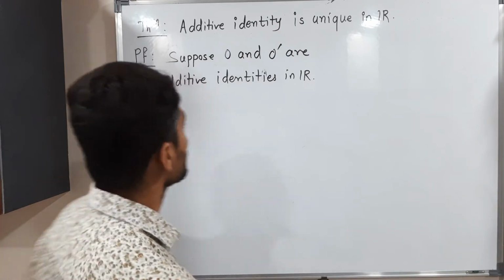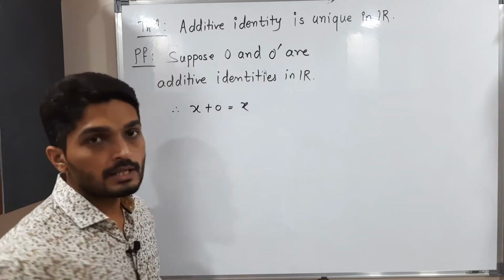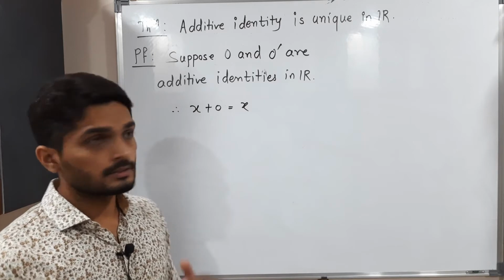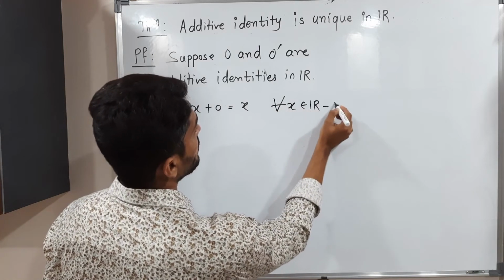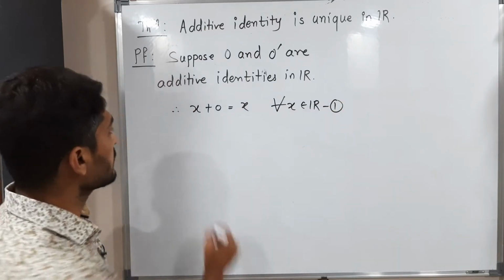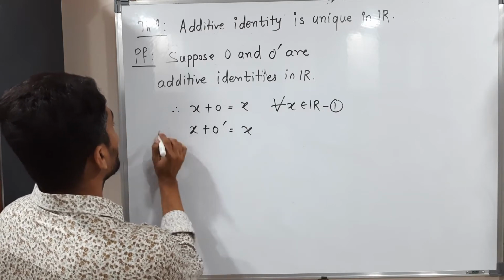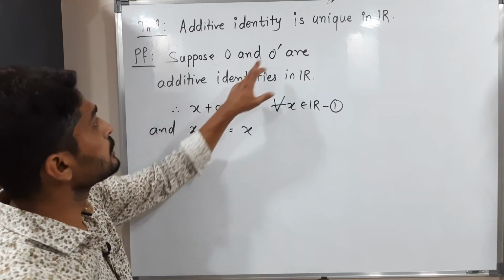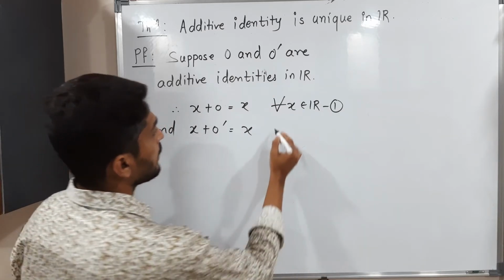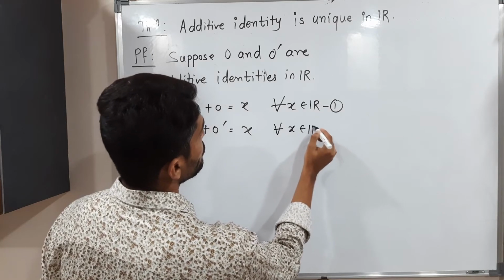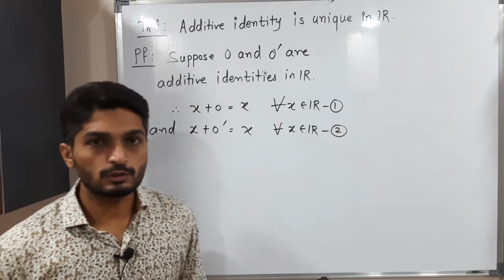So by definition, x plus 0 is x. 0 is the additive identity, so if you add 0 to any number, you get the same number, for all x belongs to R. I will call it equation number 1. And second, x plus 0 dash is again x, because we have assumed 0 dash is also another identity. So by assumption and by a property of additive identity, it is true. By our assumption, I have got these two things.